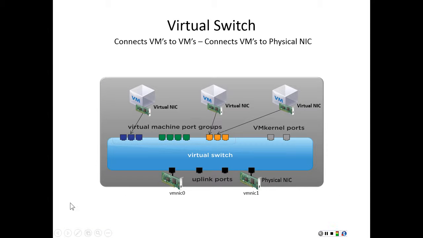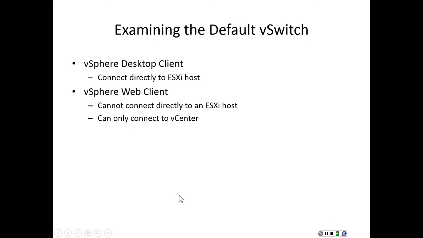Here's another diagram that shows the same thing. Virtual machines can connect to a virtual switch to connect to other virtual machines or to connect to the physical network interface card, which connects to the physical switch.